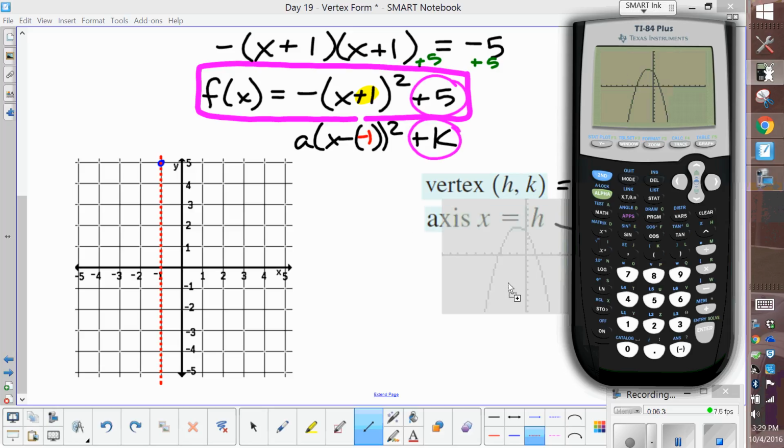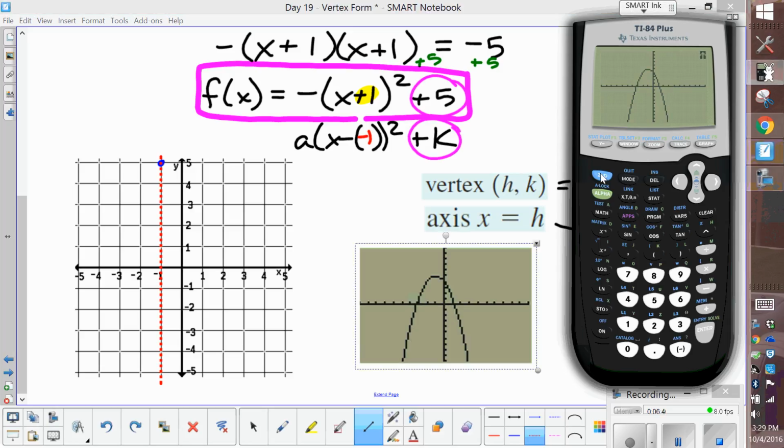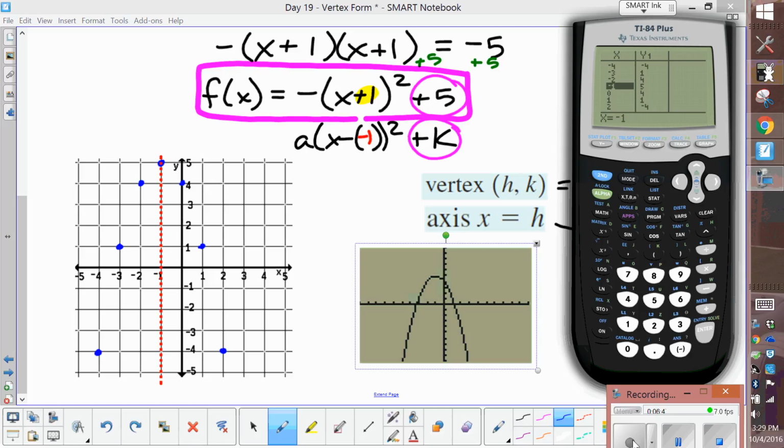I'll go ahead and pull this off. And then I'm also going to look at the table here. And this gives me some other clean points that I can graph real quick. And once I've plotted those points, now I can connect them with a smooth curve, and my graph should be done. And you have something like this, and you just rearranged this standard form quadratic into vertex form, found the vertex and the line of symmetry or the axis, and plotted your points.